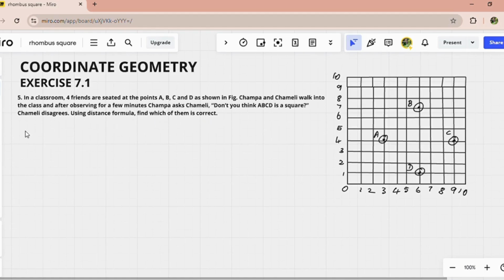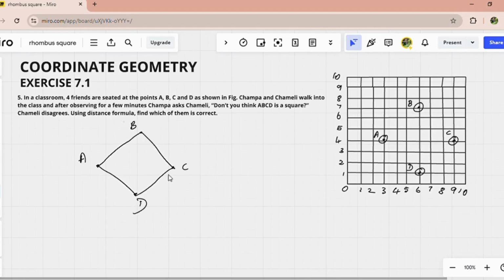So they gave you the seating arrangement of 4 people. Champa is saying they are sitting in a square, but Chameli disagrees. So we have to prove whether Champa is correct or not. So we'll take A, B, C, D. These are the points A, B, C, D, and we have to prove whether it is a square.